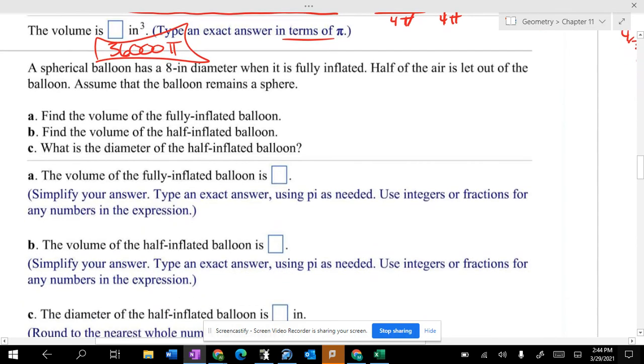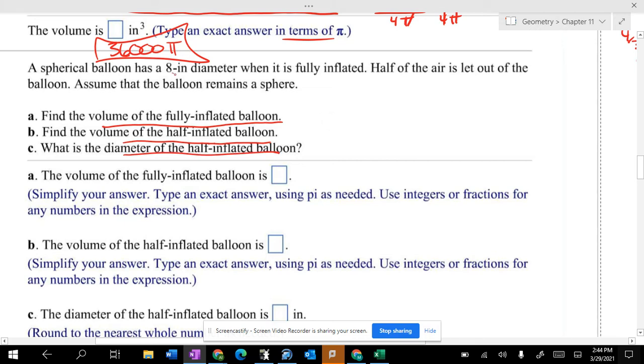Now, a spherical balloon has an 8-inch diameter. When it's fully inflated, half the air is let out of the balloon. Assume that the balloon remains a sphere. Find the volume of the fully inflated balloon. Find the volume of the half-inflated balloon. And find the diameter of the half-inflated balloon. So there's 3 things to do here.